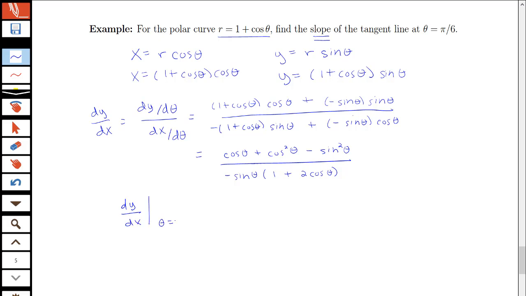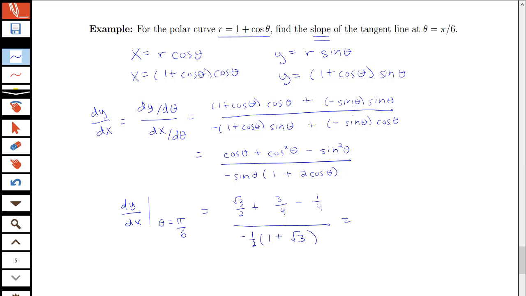evaluated at my theta value of theta equals pi sixth. So I'm going to have cosine of pi sixth, which is root 3 over 2. Again, cosine of pi sixth is root 3 over 2, so this will be root 3 over 2 squared, so that'll be 3/4. Sine of pi sixth is 1/2, so I'll have 1/2 squared, or 1/4. Again, sine of pi sixth is 1/2, so this will be negative 1/2 times 1 plus 2 times cosine of pi sixth. Cosine of pi sixth is root 3 over 2. 2 times root 3 over 2 means I'm going to have root 3 there.